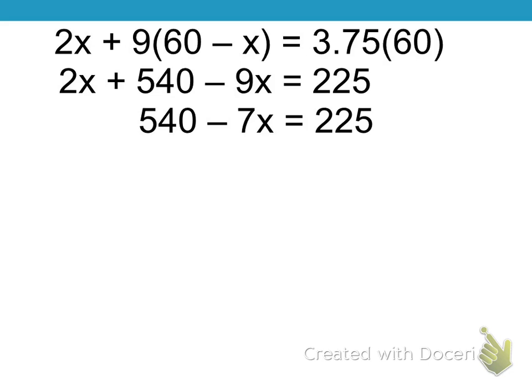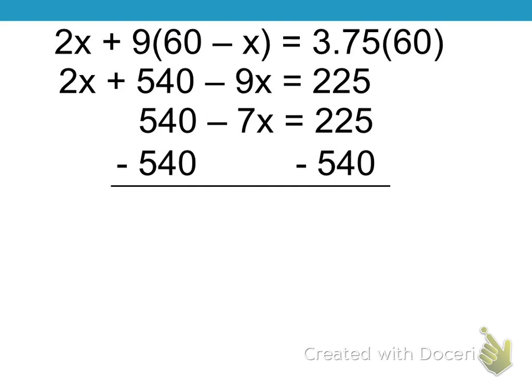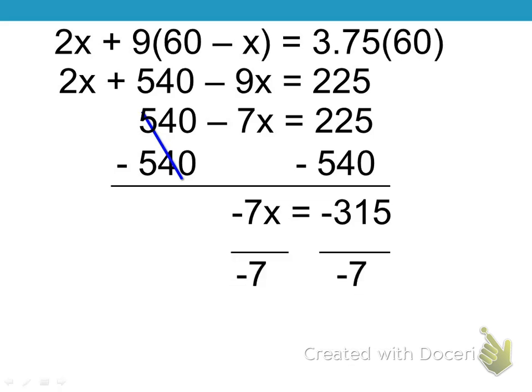We're going to subtract 540. It's going to give us a negative, that's fine because the coefficient with our x is negative. So when we divide, it'll end up with a positive. So 225 minus 540 gives me negative 315. Both negative, so I'll end up with a positive, like I said. Does anyone know what 315 divided by 7 is? 45. Good.